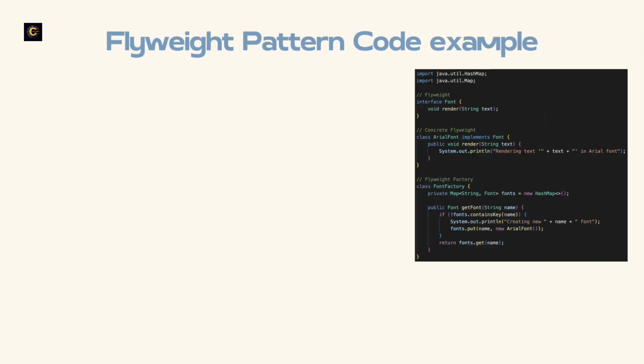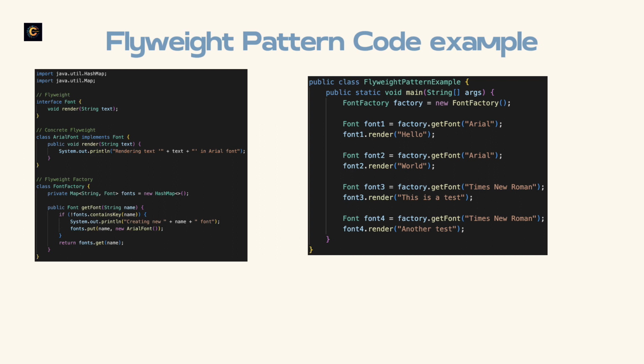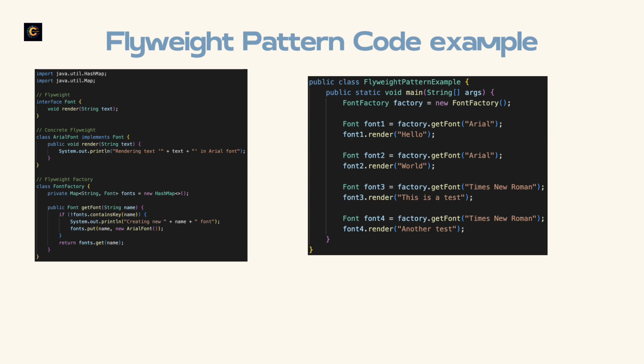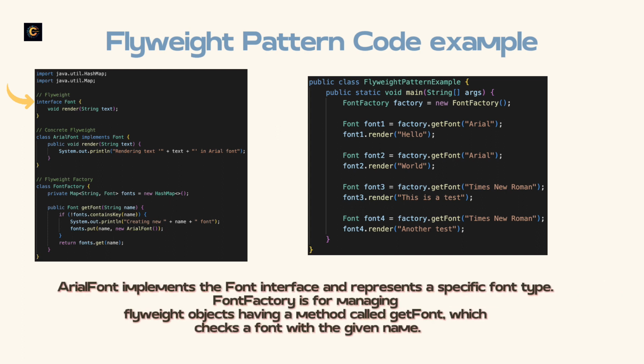Now, let's check another code using the flyweight pattern. In this application, we often have many instances of the same character appearing throughout the text. Instead of creating a new object for each instance of the character, we can use the flyweight pattern to optimize memory usage. Let's come to the explanation part. In this example, font interface defines the methods for font objects. We also have a concrete flyweight class called Arial font. This class implements the font interface and represents a specific font type.